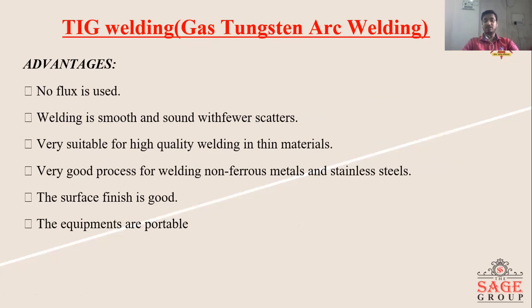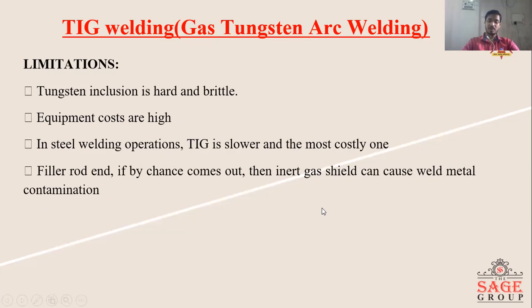Advantages: no flux is used. Welding is smooth and sound with fewer spatters. Very suitable for very high quality welding of material. Very good process for welding non-ferrous metals and stainless steel. Good surface finish is found. Equipment is portable. So these are the advantages of TIG welding. What are the limitations?